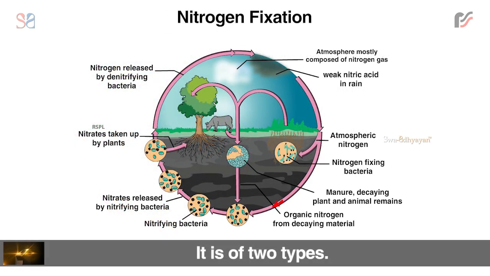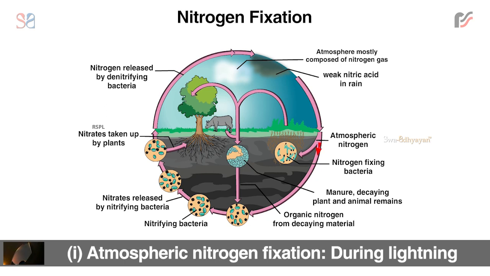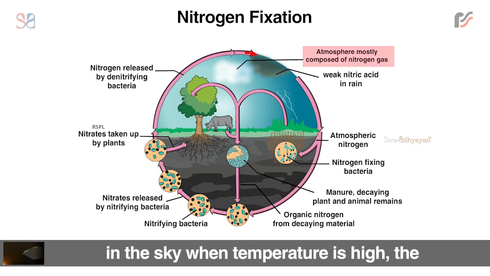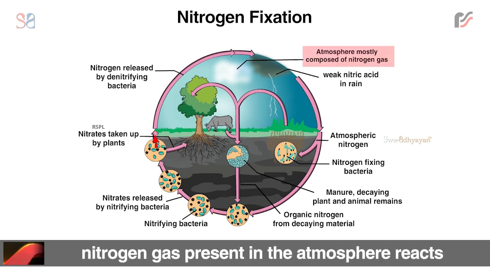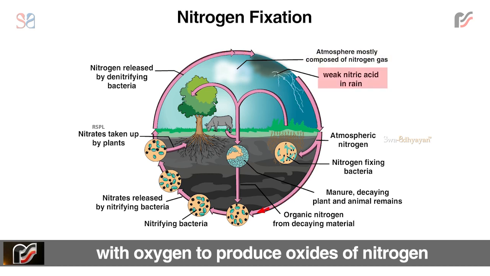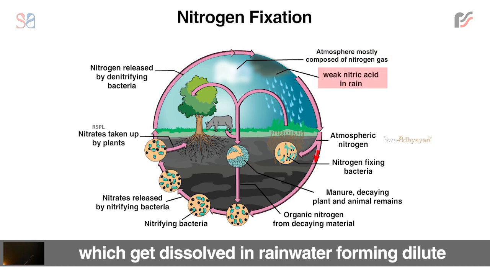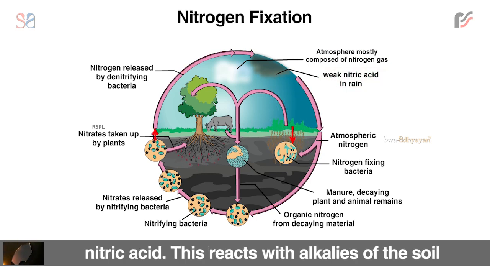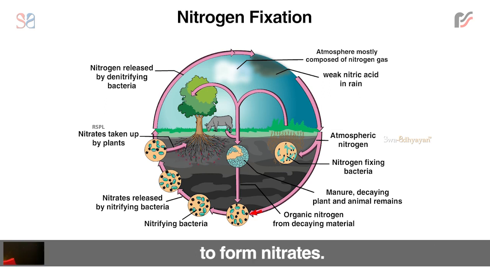Nitrogen fixation is of two types. First, atmospheric nitrogen fixation. During lightning in the sky, when temperature is high, the nitrogen gas present in the atmosphere reacts with oxygen to produce oxides of nitrogen, which get dissolved in rainwater, forming dilute nitric acid. This reacts with alkalis of the soil to form nitrates.